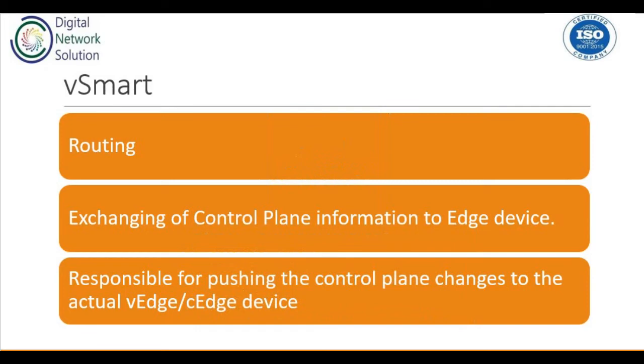vSmart. vSmart is the brain of Cisco SD-WAN. All the control plane policies, centralized data policies, VPN policies, etc. are configured on vSmart by vManage. In addition to the control plane function, vSmart also handles the security and encryption function by providing key management process.